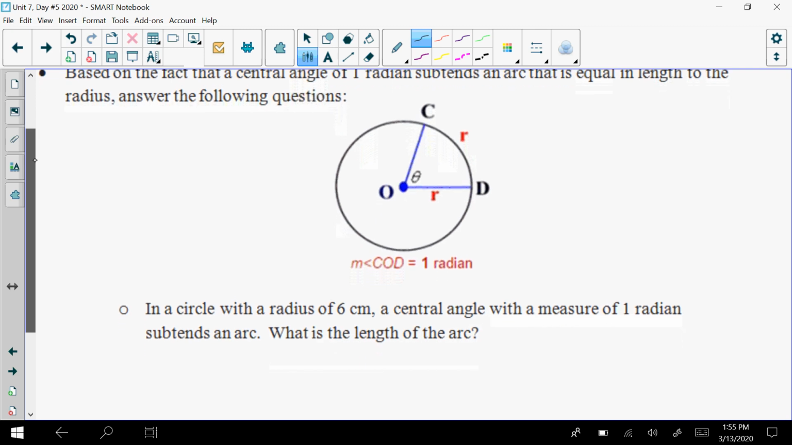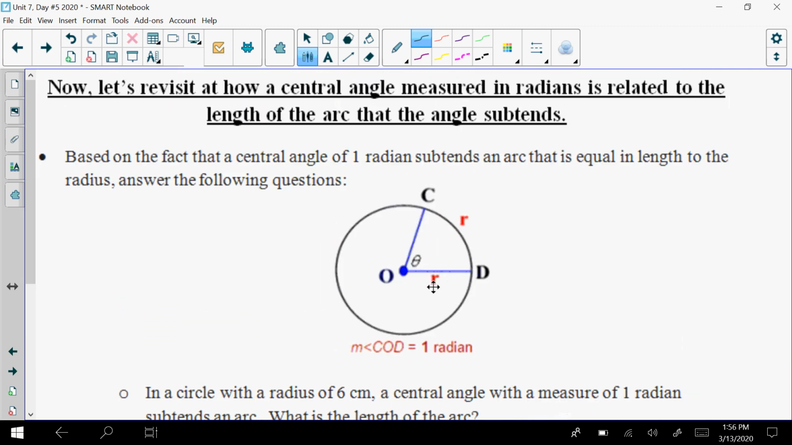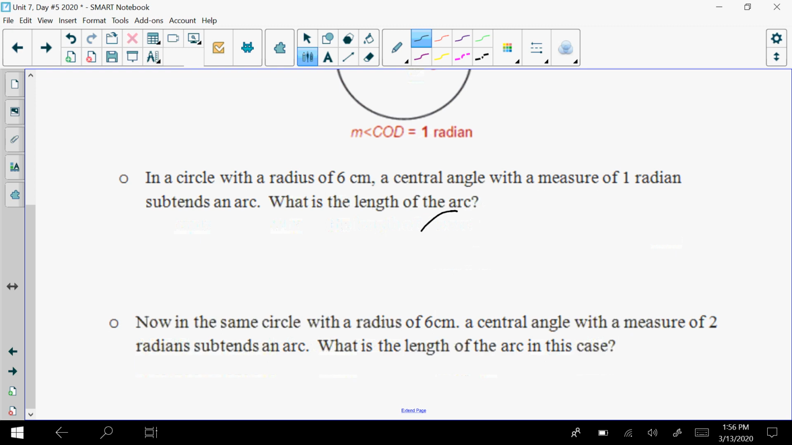what we're going to do is use this to find arc length. So now I have a circle that has a radius of 6 centimeters. And the central angle is 1 radian. So if my central angle is 1 radian, unfortunately there's no abbreviation for radian, then what is the length of the arc? Well, it's 6 centimeters. Why? Because one radian means that there's 1 radius in the arc. So there it is, 6 centimeters is your answer.